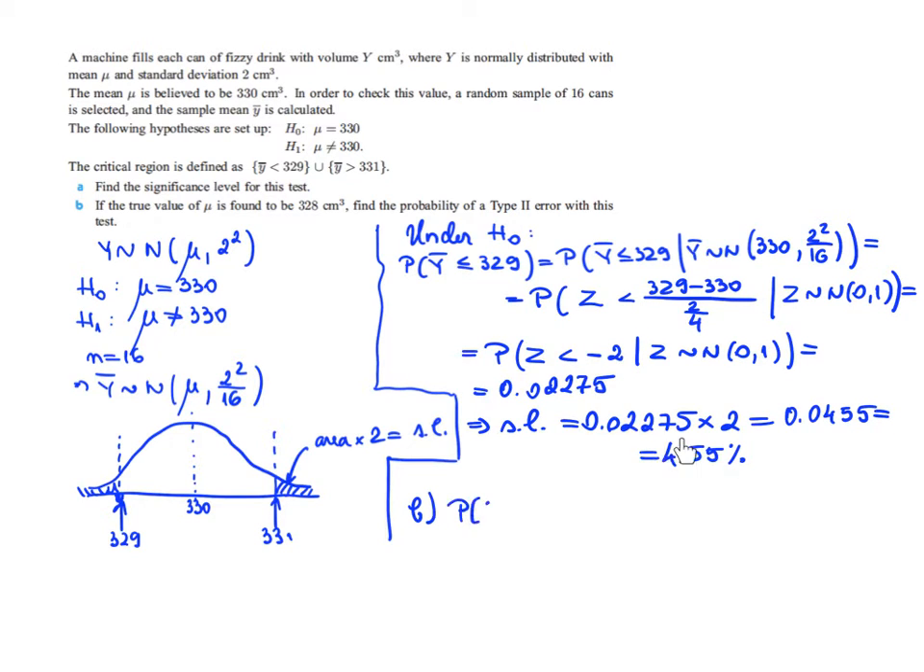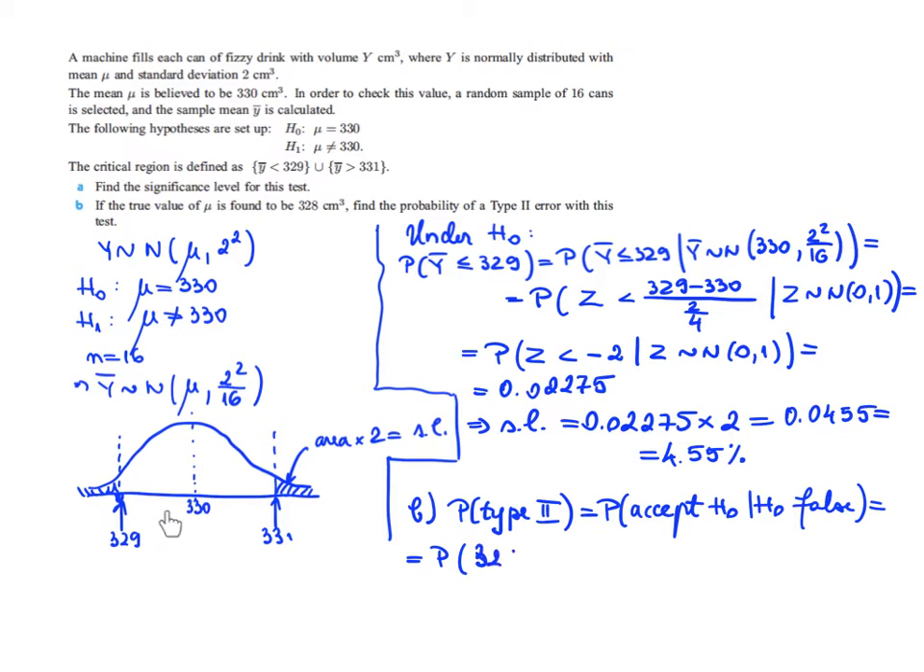Okay, so let's look at question B. Now, 4.55 is your answer to question 1. Probability of a type 2 error. So I write the definition. I always write the definition to make it clear to myself what I need to find. When do I accept H0? When I'm in the acceptance region. So between 329 and 331.